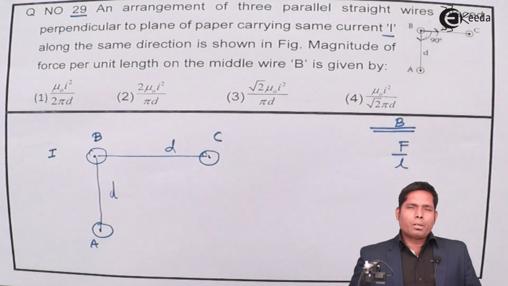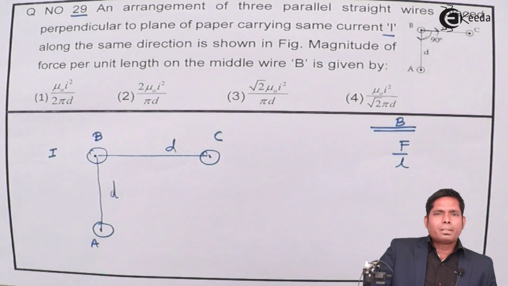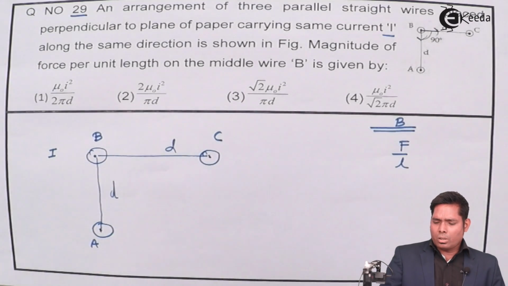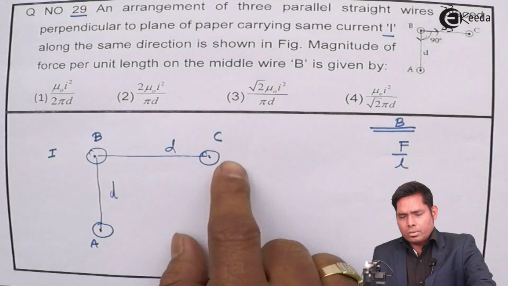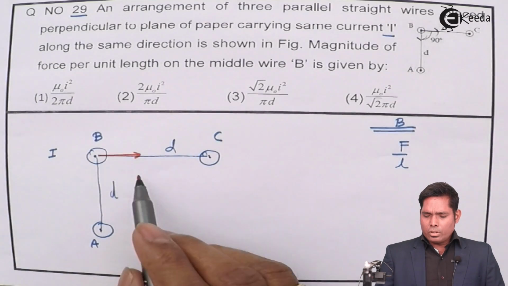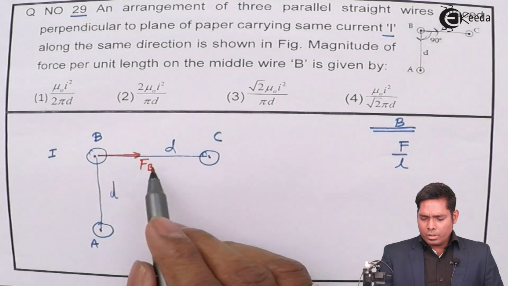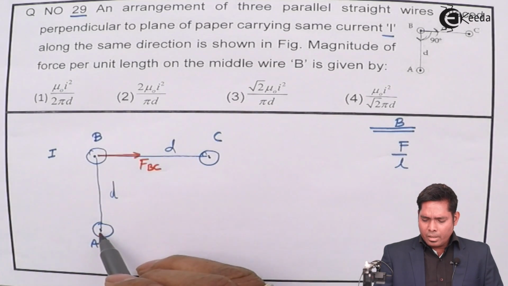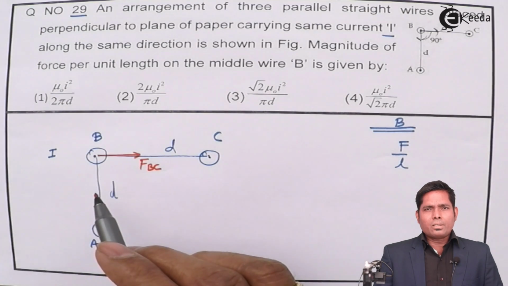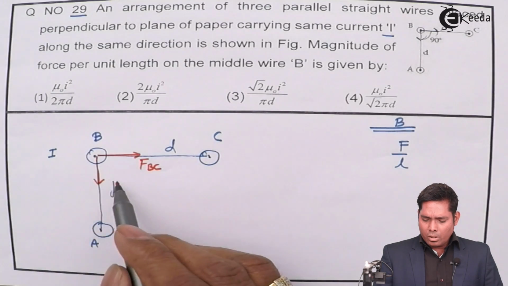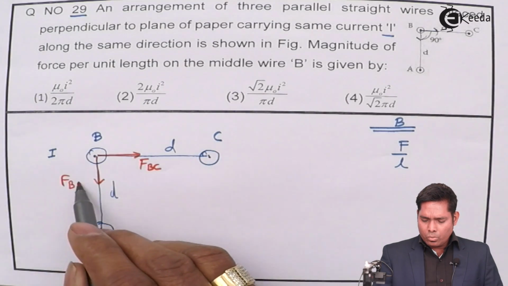We know that when we have two parallel conductors placed side by side, and the currents are in the same direction, they attract each other. So the force on B due to conductor C will be attractive in nature, so the force will be toward this side. Similarly, the force on B due to conductor A, because the current is in the same direction, will also be attractive, so it will pull towards itself.